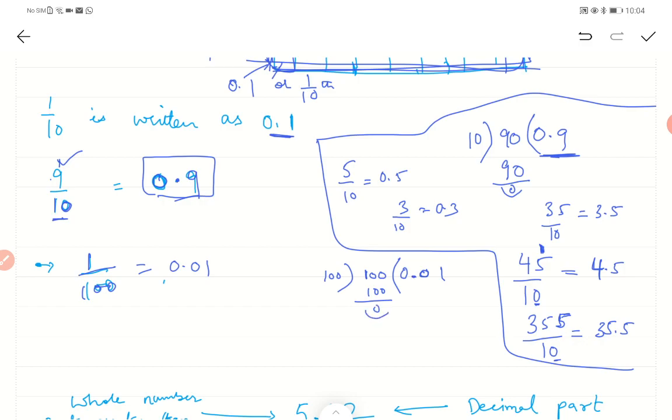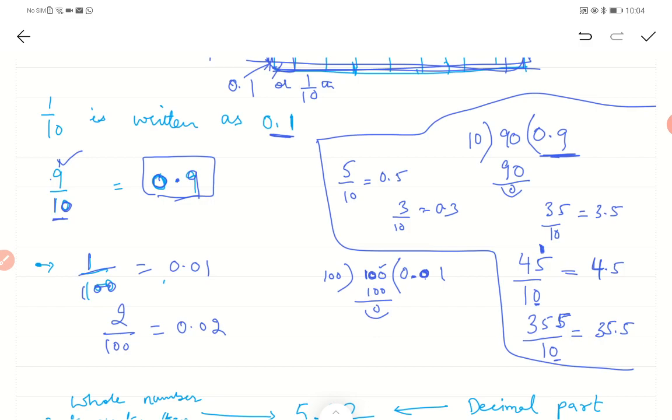So we took a point, okay, and we placed 0. Now we want one more 0 to be placed. So already we have a point here, we can place it, but you need to place one more 0 after the point. So my 1 by 100 is 0.01. Alright, now let me take a few more examples. If I have 2 by 100, okay, so it will be 0.02.